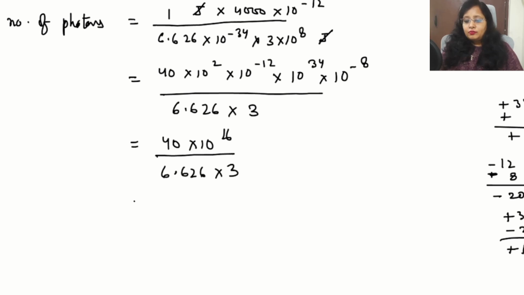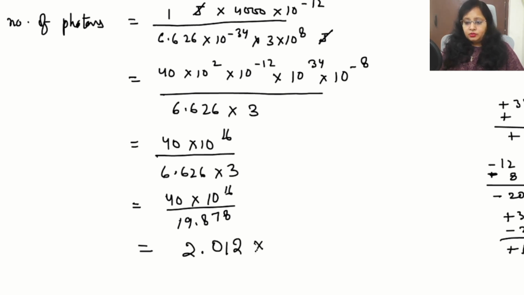Now multiply the denominator side, we will get 40 into 10 to the power 16 divided by 19.878. And when we do the division, we will get our answer. The final answer is 2.012 into 10 to the power 16. And these are the photons. So this is our answer.